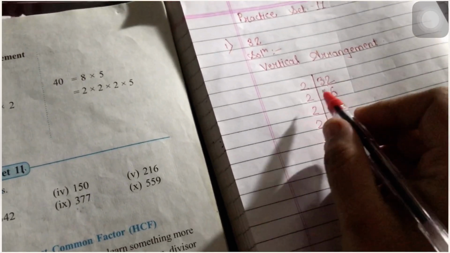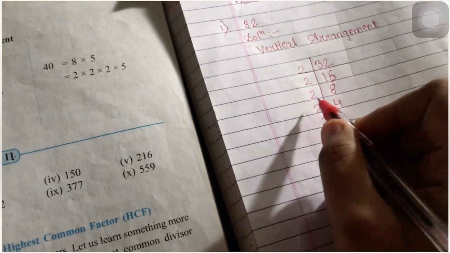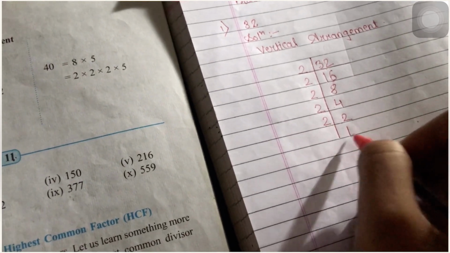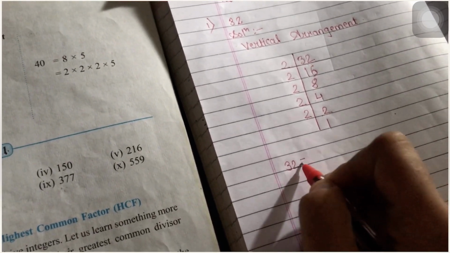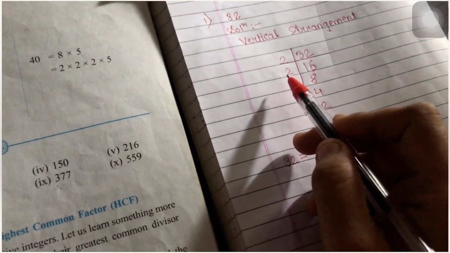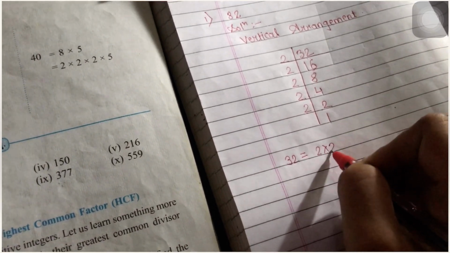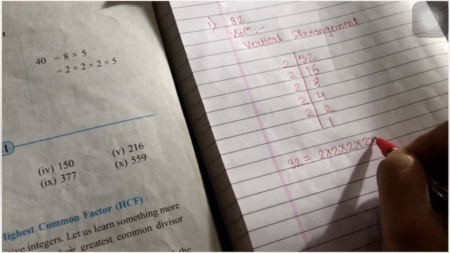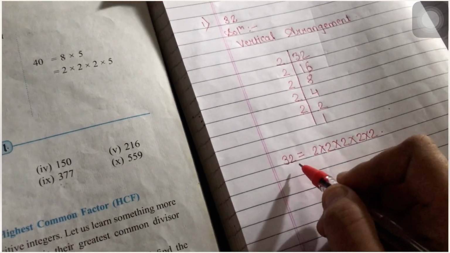I hope students you got it. 2 16s are 32, 2 8s are 16, 2 4s are 8, 2 2s are 4, 2 1s are 2. Okay, now how to write this? 32 is equal to 2 into 2 into 2 into 2 into 2, five times. See, this is the prime factorization of the number 32.